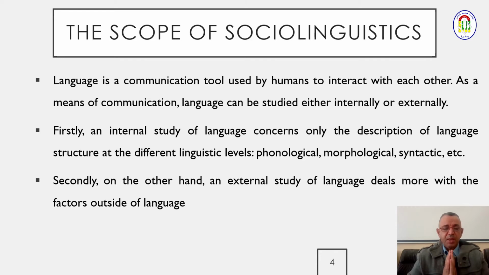The second kind of description, as claimed by linguistics, is the external description of language, as written on the slide. Secondly, on the other hand, an external study of language deals more with the factors outside language. Here we are no more concerned with the inside part of language, but with describing language in relation to other domains, in relation to other areas. In this case, we are talking about an external description of language.